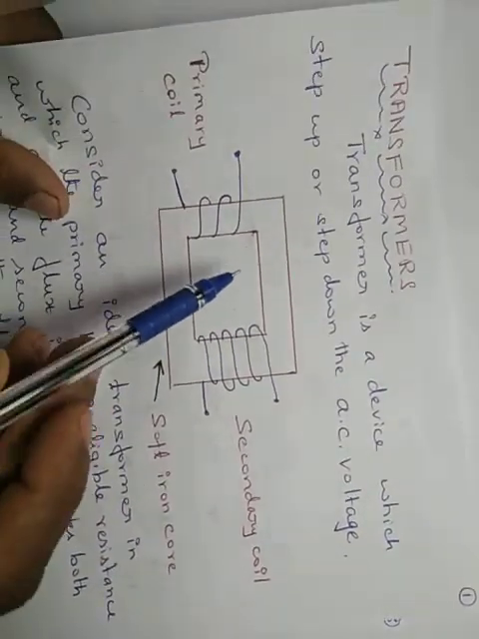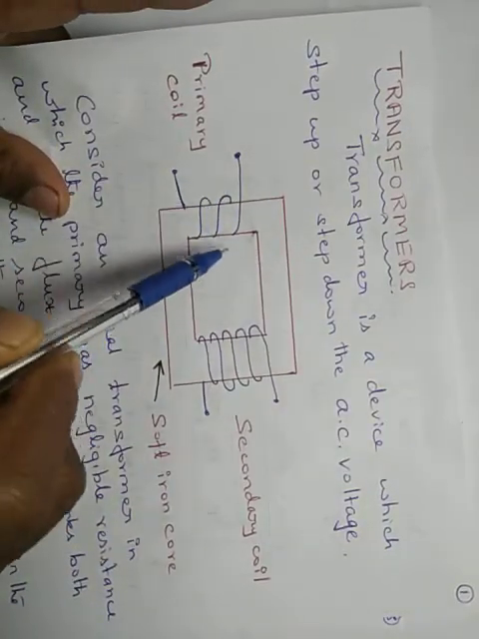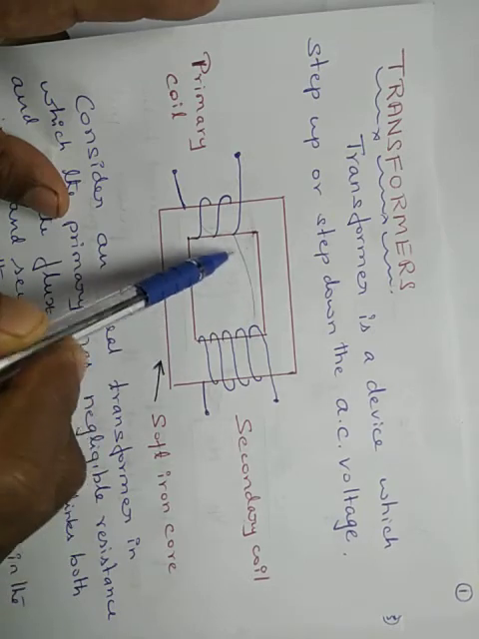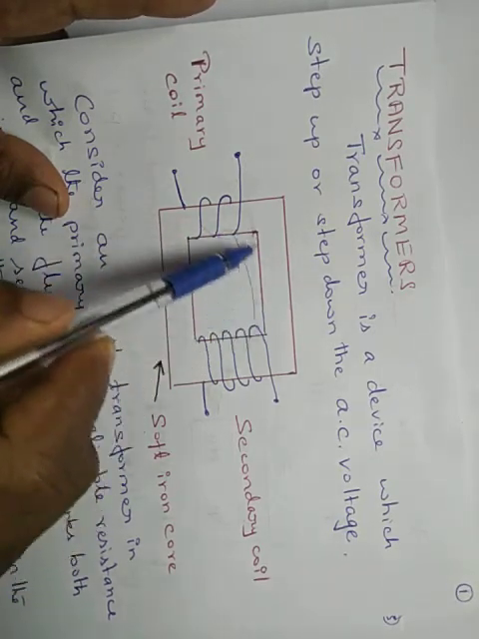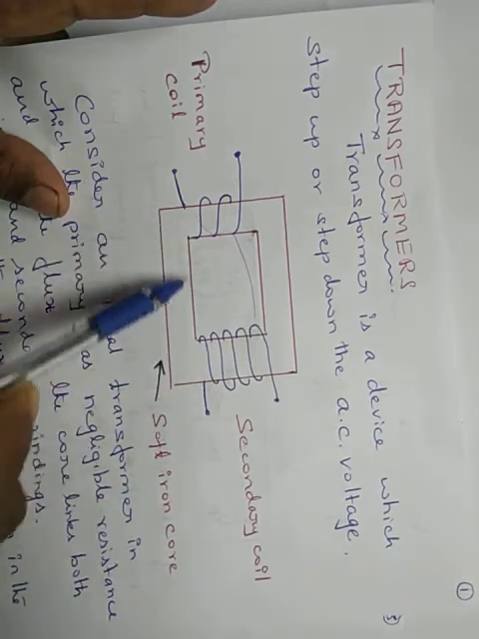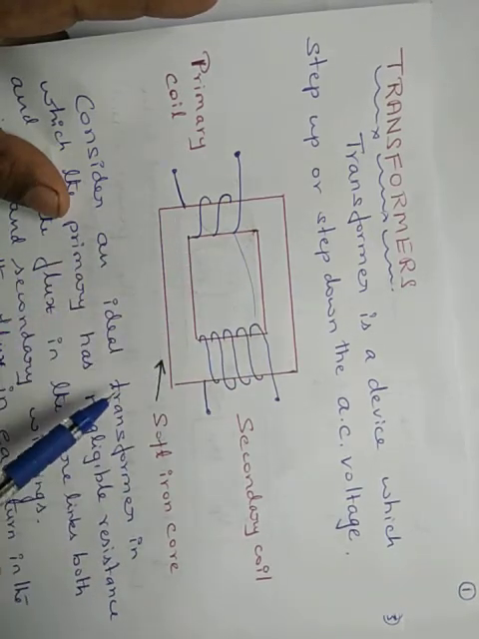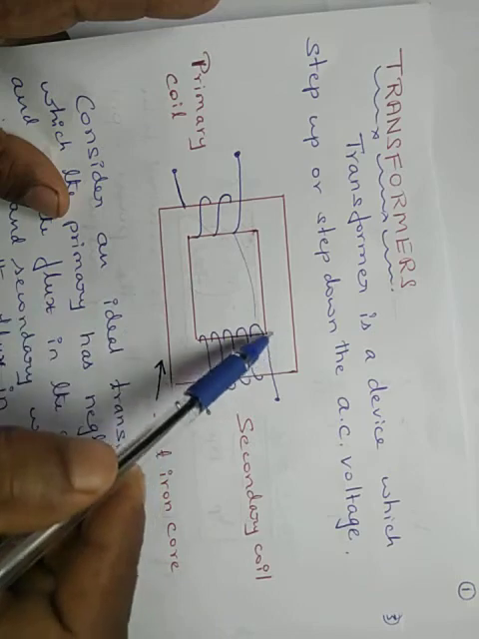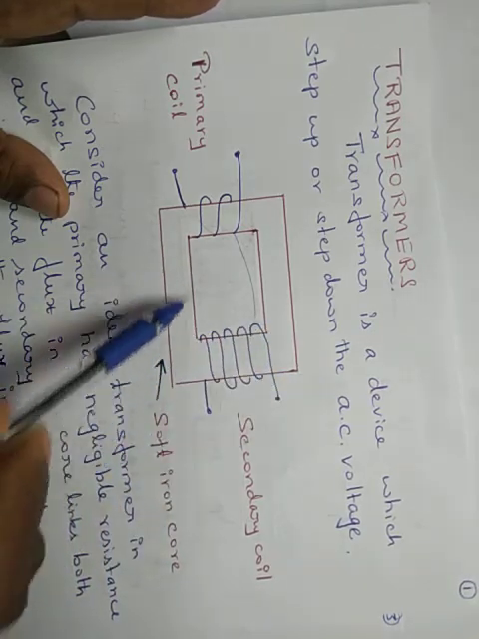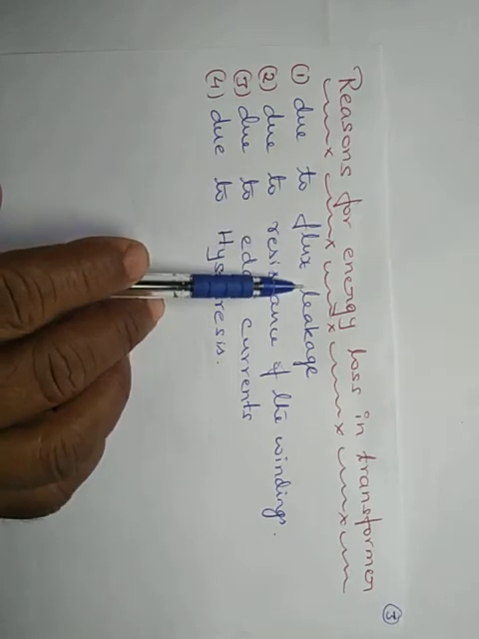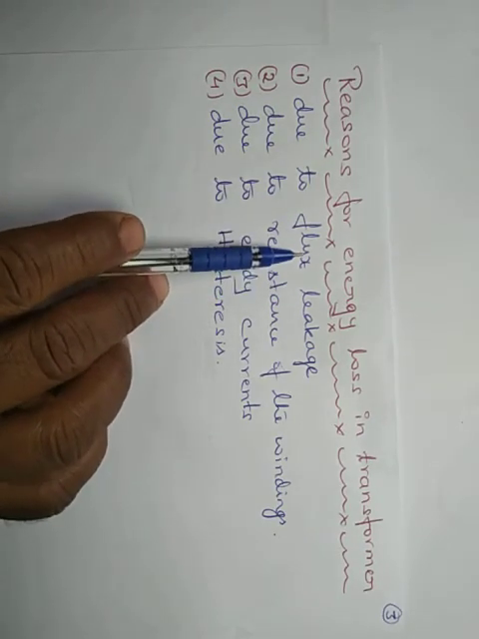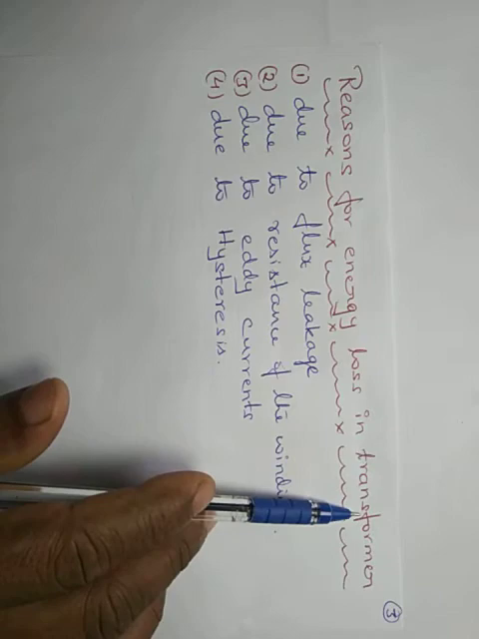See here, when the current changes in the primary coil, the magnetic flux linked with this coil also changes. Some magnetic flux may go out of this secondary coil. So, that is the loss of flux. It is called flux leakage. Clear? That is one of the reasons for energy loss in the transformer.